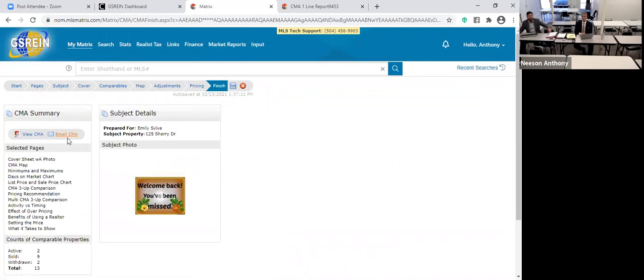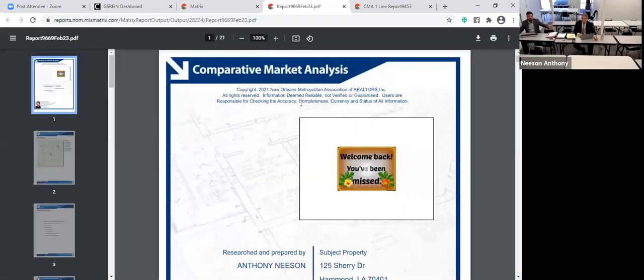Now, don't just email this. Don't just hit email and send it to your client, because you probably made a boo-boo somewhere, and that's okay. So I want you to hit view CMA. And while this is going through, it's literally generating my packet.